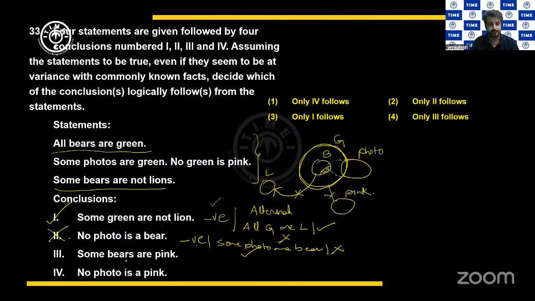Next. Some B or pink. Is it some B or pink here? No. Positive conclusion of false in the basic diagram. So the final result is false. 3 does not follow. Fourth one.